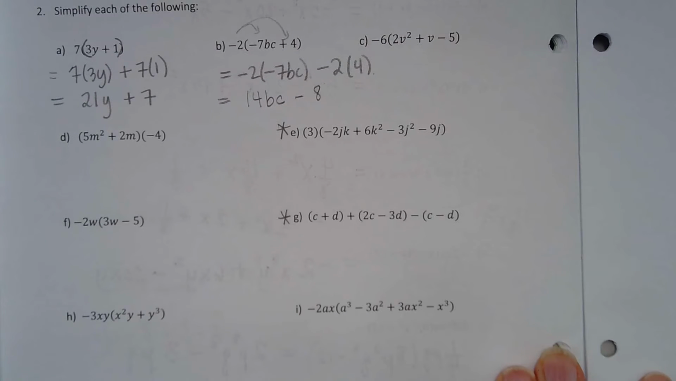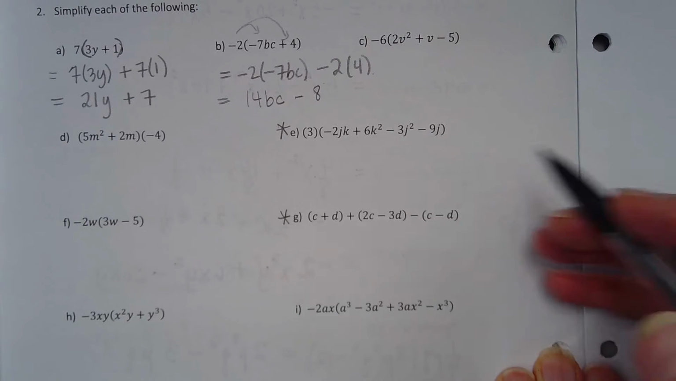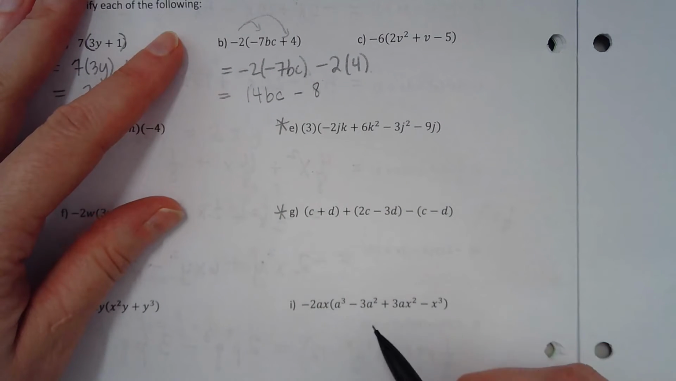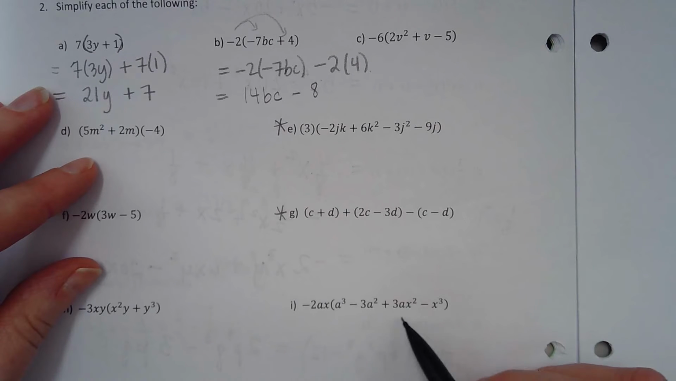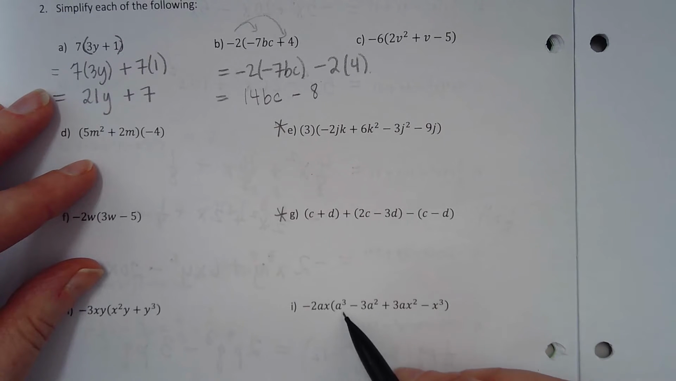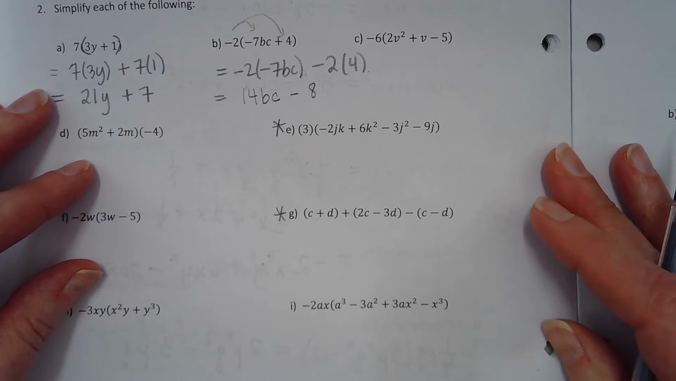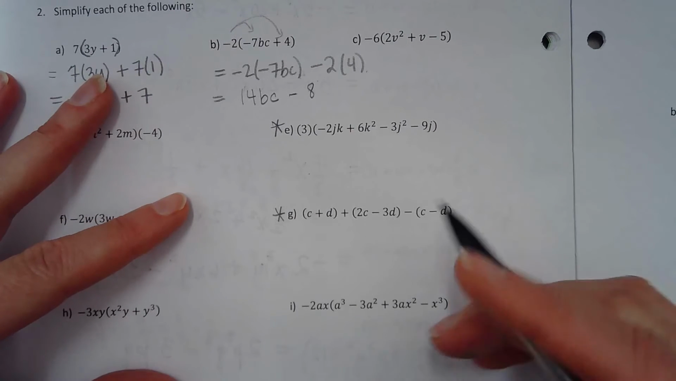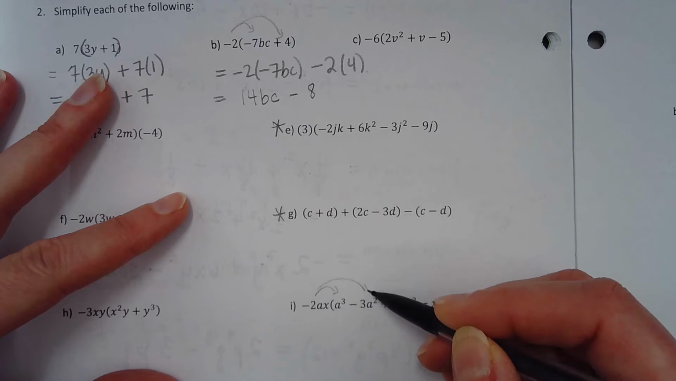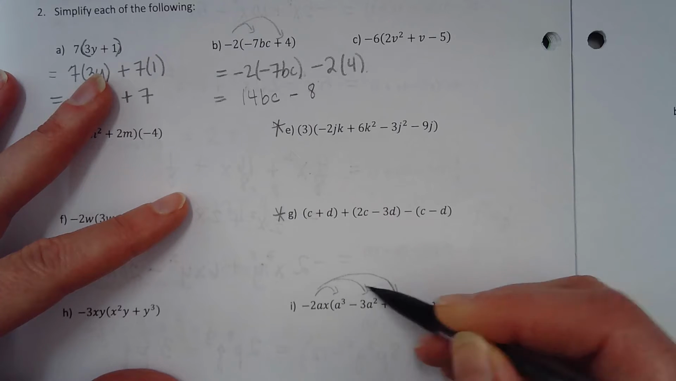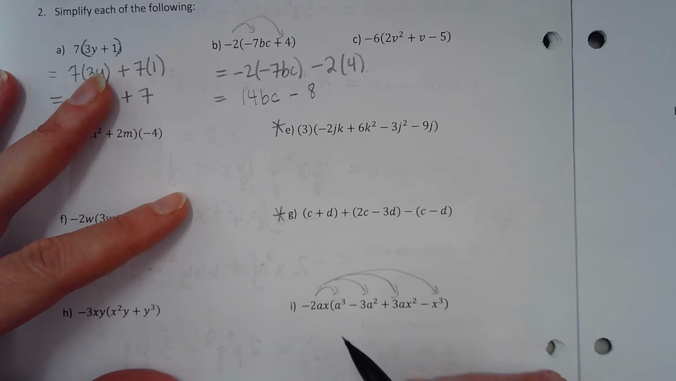So let's take a look at 2i. Inside the brackets, you can see that none of them are like terms, right, Delmar? That's why they're all separated. They're 4 different terms. They can't be combined. But it's asking me to multiply, so I'm multiplying this negative 2ax by each one of the pieces in the brackets, okay?